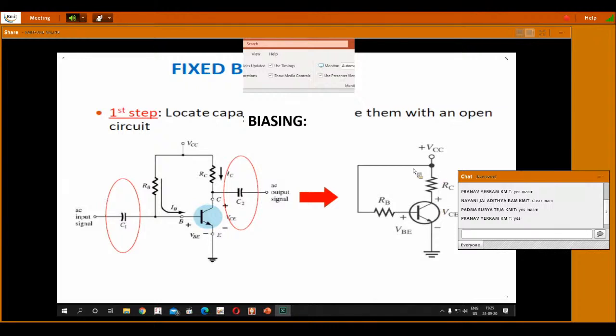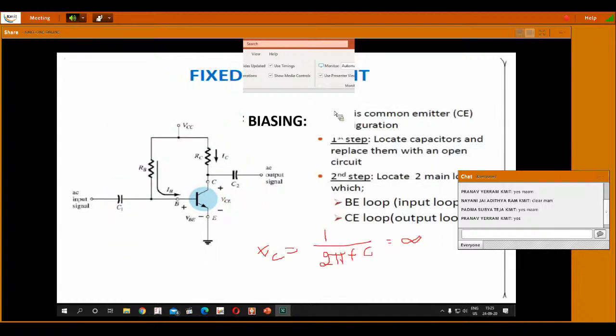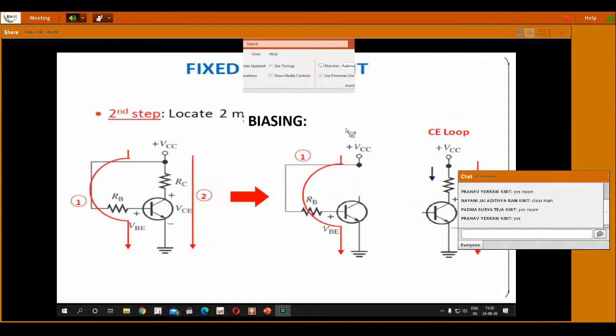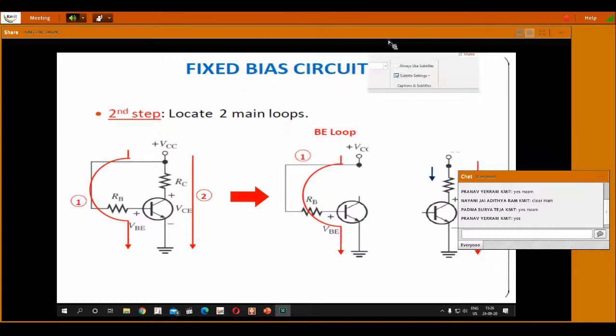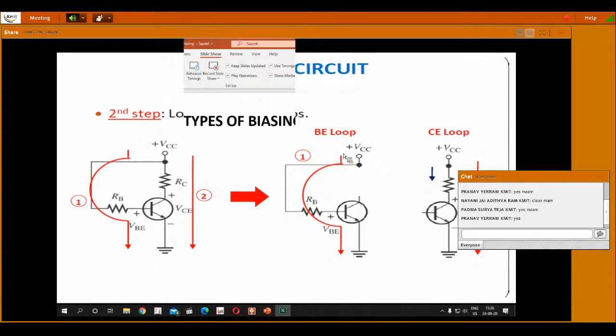Hence VCC is transferred through RC to the collector terminal, and the DC supply is also transferred through RB to the base of the transistor, where the emitter is grounded. It is the common emitter configuration, so in the common emitter amplifier the emitter is grounded. Now the next step is locating the two main loops: one is the input loop, the other is the output loop. This is my input loop and this is my output loop.